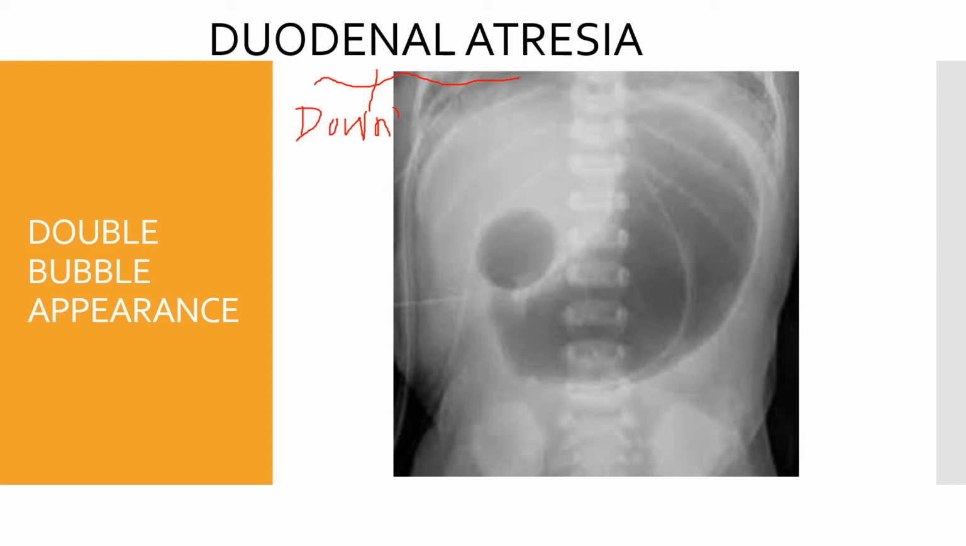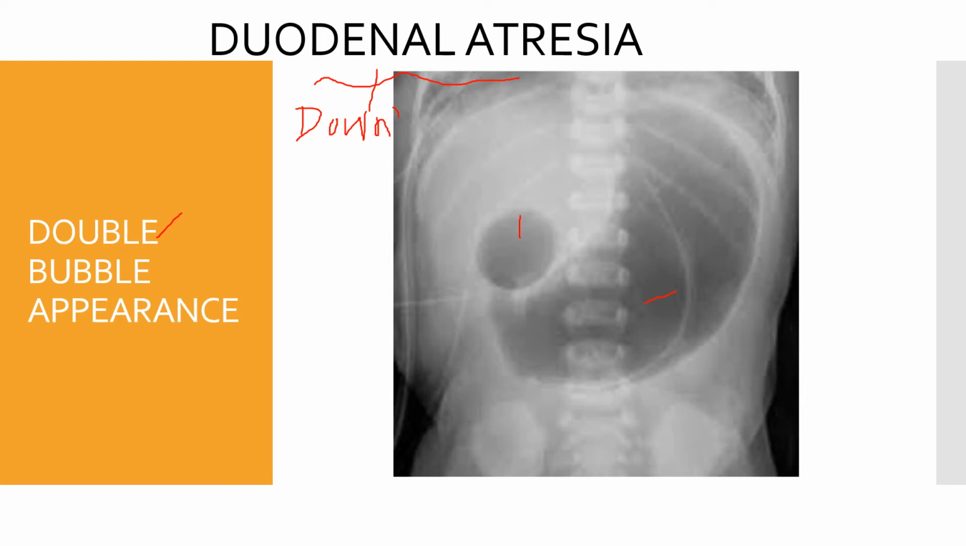That association is very important, because sometimes they can give you some features of Down syndrome also. Here the classic radiological sign is known as the double bubble appearance. Since the duodenum is not developed properly, the food won't pass beyond the duodenal part. So there will be only two bubbles in the abdomen, one in the stomach and the other in the duodenum. That's why we call it the double bubble appearance.